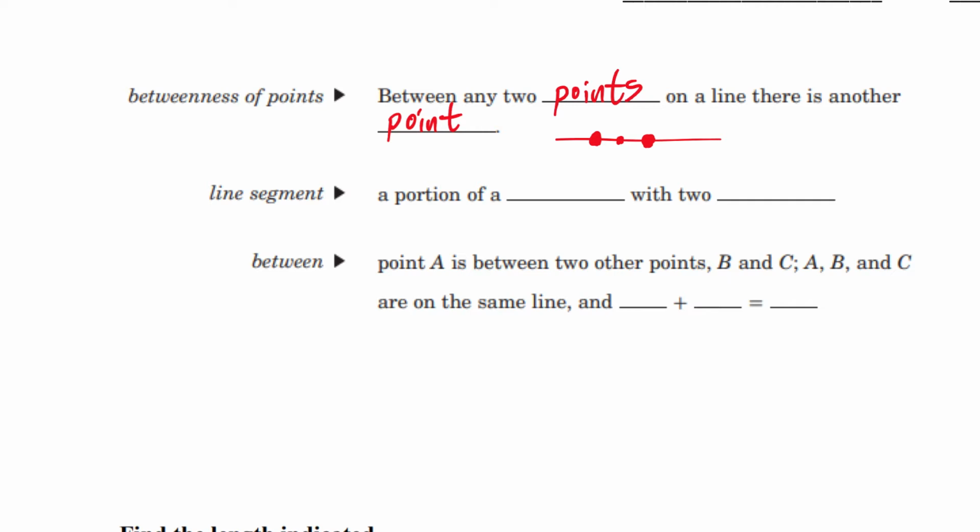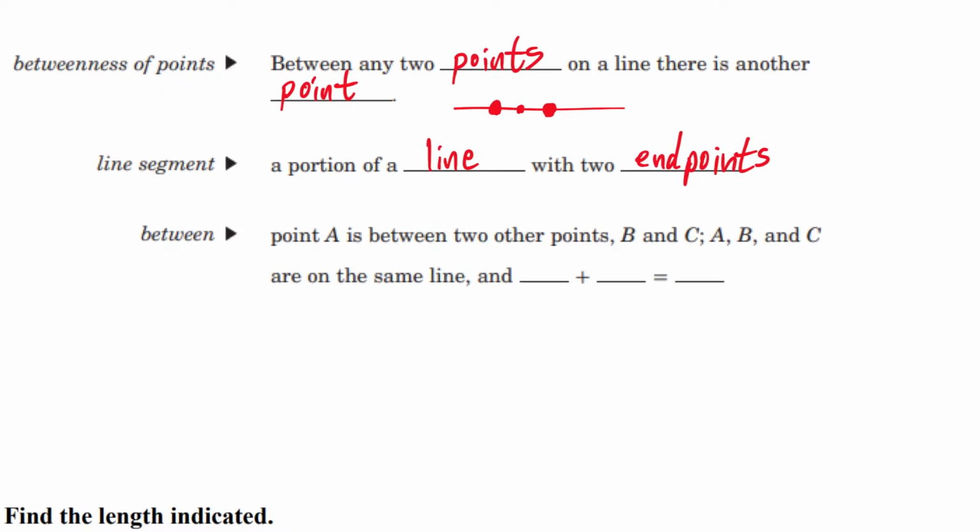Okay, a line segment is a portion of a line with 2 endpoints. Okay, point A is between 2 other points, B and C. A, B, and C are on the same line. Okay, so let's draw what that's talking about. So let's just draw a line segment here. So this says point A is between 2 other points, B and C, so it's kind of weird, but B and C are going to go out on the edge, and then A is somewhere between them.